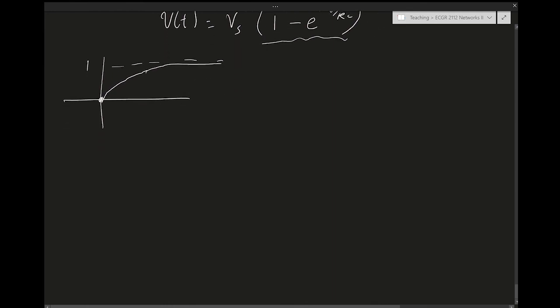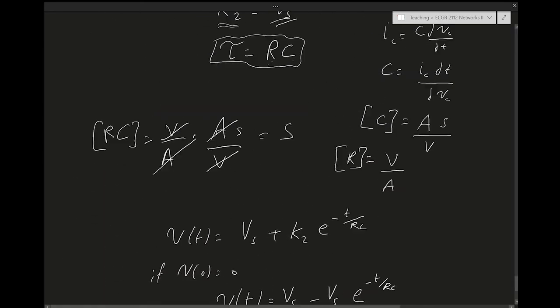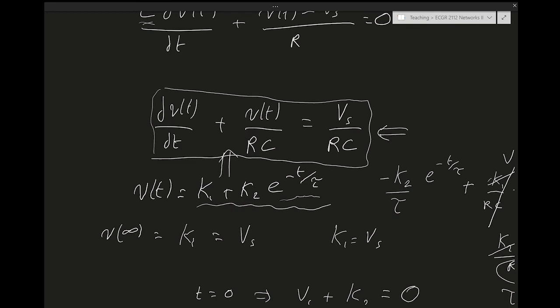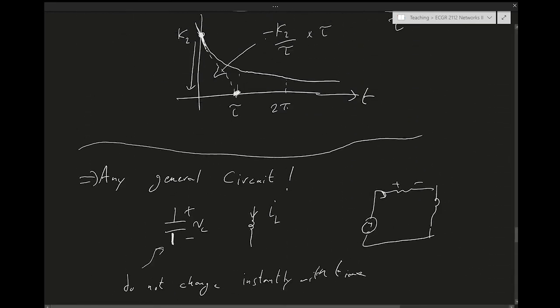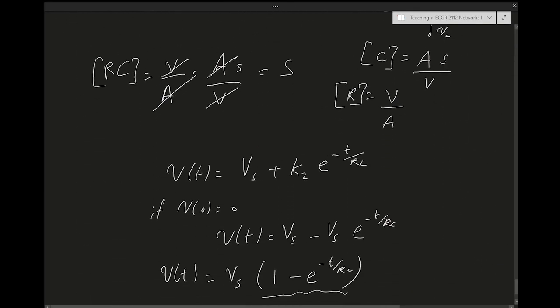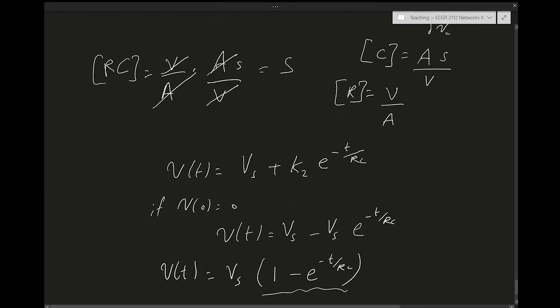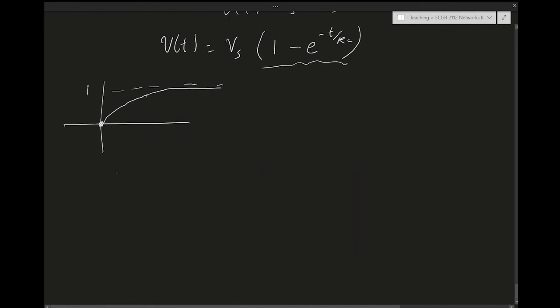Okay, now I want to do an example with an inductor. Let's see what the response would be. It will be the same thing. It will have the same form: K1 plus K2 e to the minus t over tau. The only thing is tau will be different for an LR circuit, with an L and an R. So let's do that now.